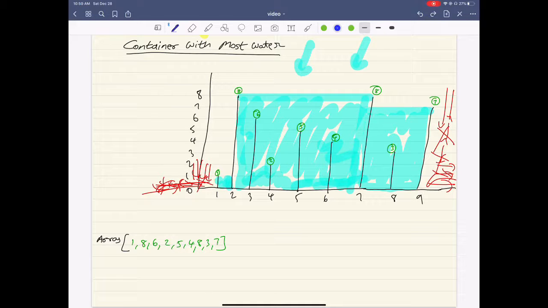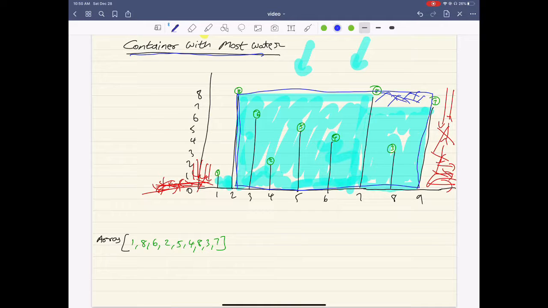We need to find out the container with most water. So I can draw a container like this. This is a legitimate container, but it is still not the biggest container. I can draw a container like this, but it's not a legitimate container because there is no water here.